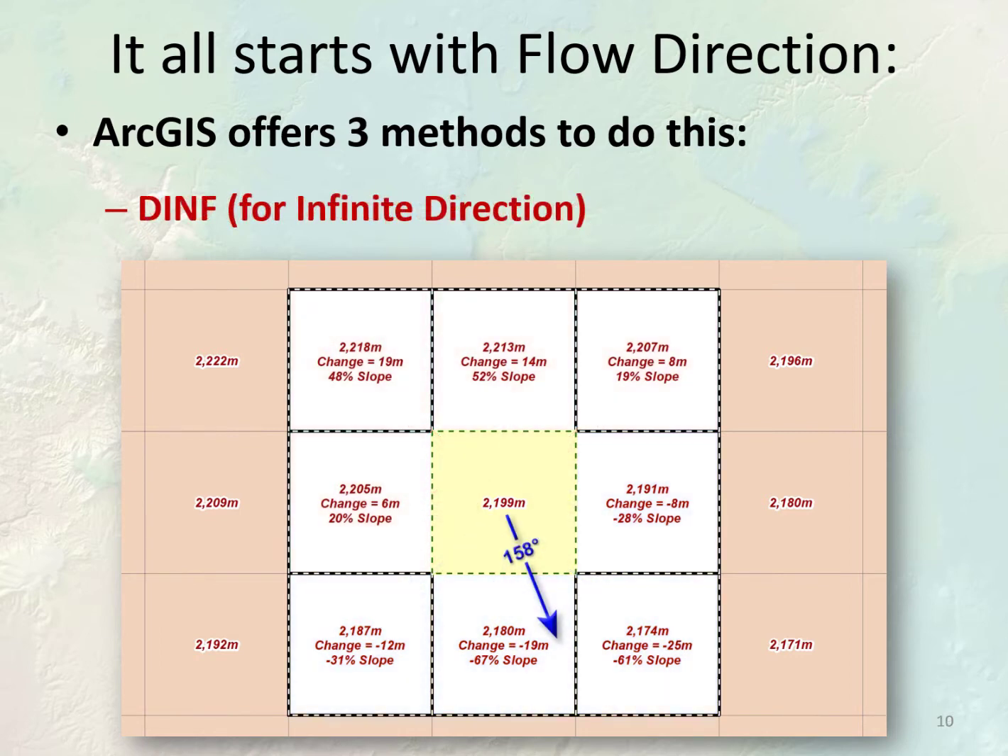This other method, called DINF, stands for infinite direction. Infinite in this case just means that it can be any value between the range of 0 and 360 degrees. So it doesn't mean that there's an infinite number of directions. It's basically like aspect. It steers it into the steepest downslope direction. So in this case, the aspect at that central cell is 158 degrees, and so this method would send water flow in exactly that direction.